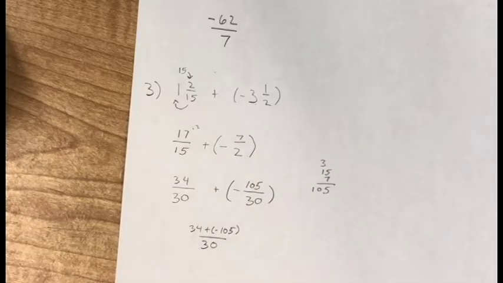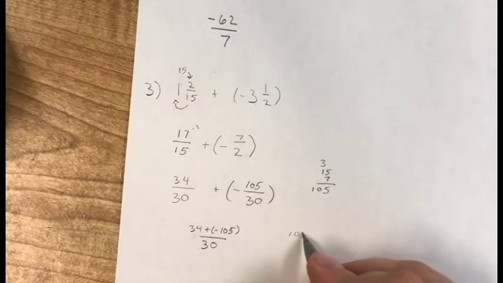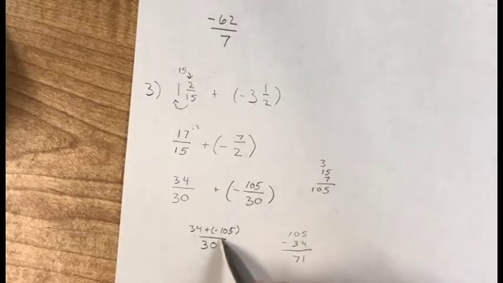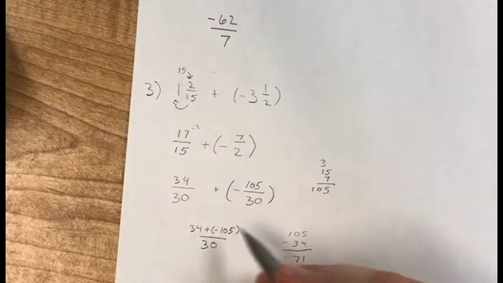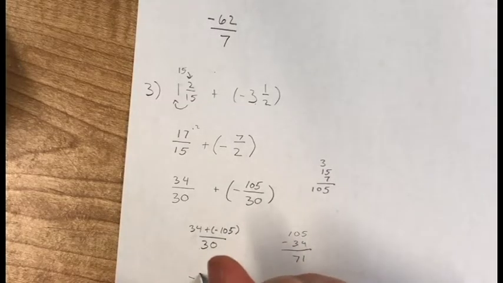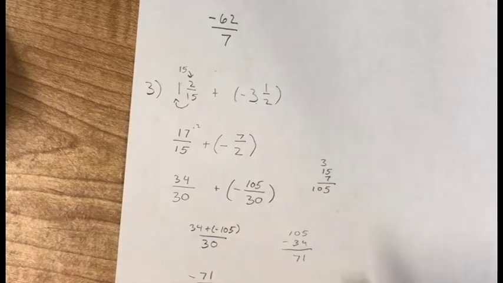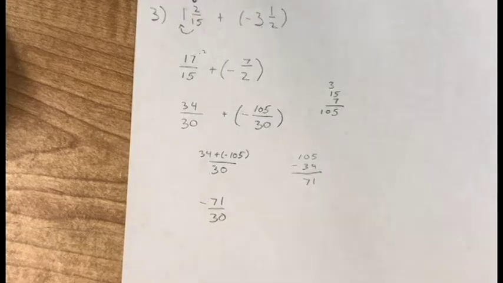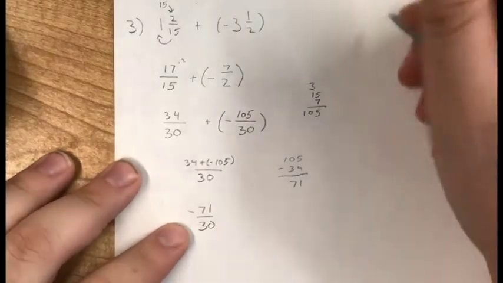Well, according to our rules and everything, we can solve for 34 plus negative 105. We can kind of do this. I'm going to do 105 minus 34 because this is my largest absolute value. I'm going to subtract and I get 71. But because the 105 had the largest absolute value, it's going to be negative 71 over 30. All right. So I've got an improper fraction, but let's go ahead and try to change this to a mixed number. So let's rewrite this.